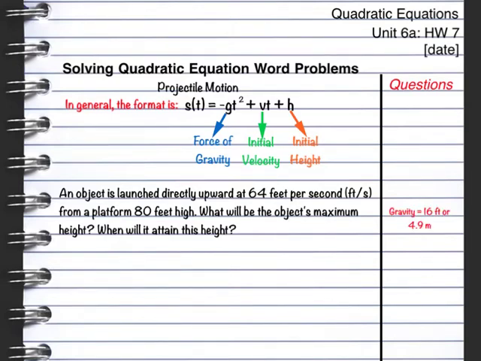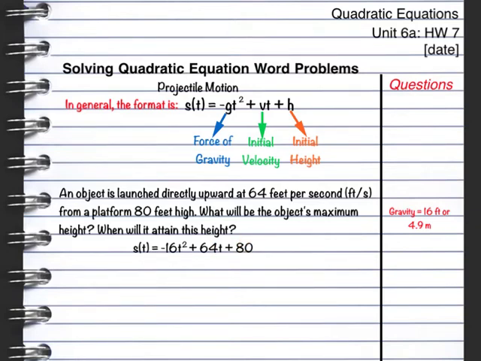So once again, since it doesn't give us gravity, we know that gravity is a given. If we're talking about feet, we'll use the 16. If we're talking about meters, we'll use 4.9. Because this problem is using feet, we're going to use 16 for our g. The initial velocity is 64 feet per second, so our v value is going to be 64. And then the platform was 80 feet high, so we're starting at an initial height of 80. And so here's what my equation would look like plugging in the values: 16 for my gravity, 64 for my initial velocity, and then 80 for my initial height.